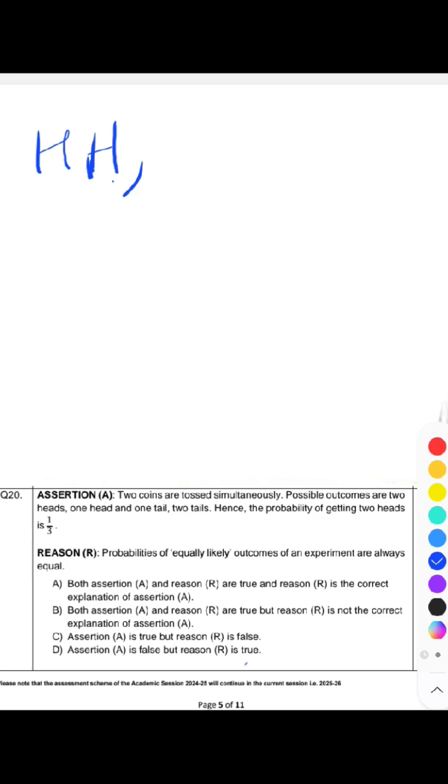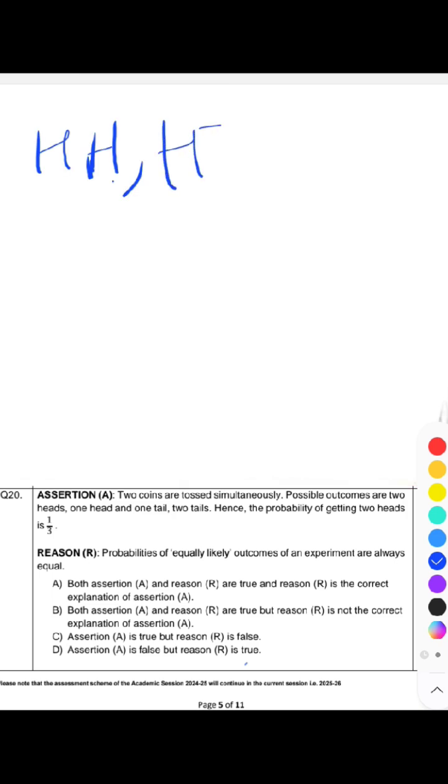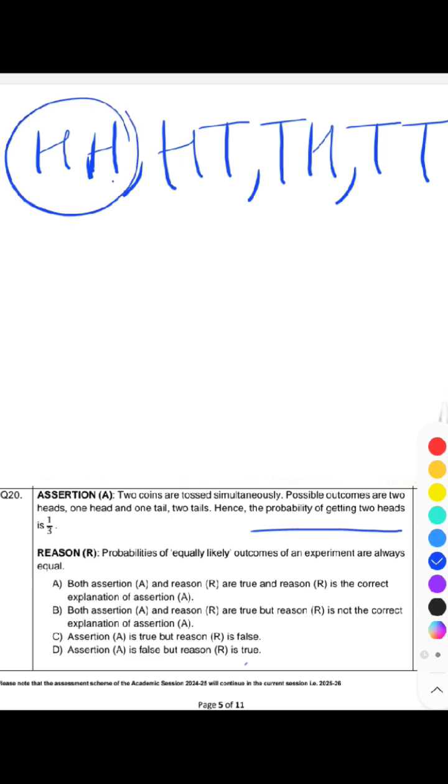First sample space HH, HT, TH and TT. These are the four sample spaces. So the probability of getting two heads: two heads is only option 1. So the probability of two heads is 1 favorable out of total possible 4. Probability is 1 by 4. So this assertion is wrong.